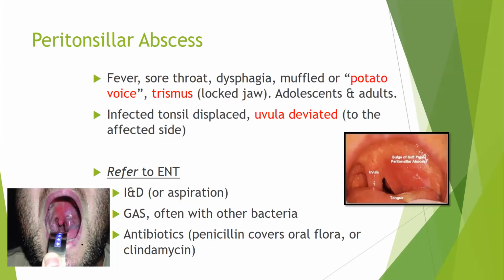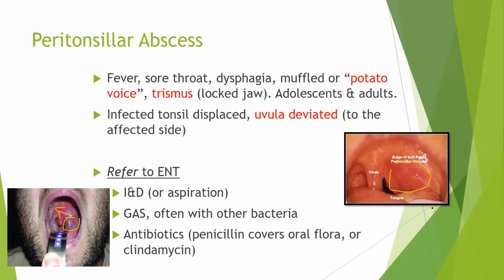Paratonsillar abscess. So this is a paratonsillar abscess. You can see that the uvula is deviated away from the abscess site. Here's another one. So they're going to have a sore throat. It's going to hurt when they talk. It's going to hurt when they swallow. It's going to be adolescents and adults, and the uvula is going to be deviated. We want to refer to ENT.